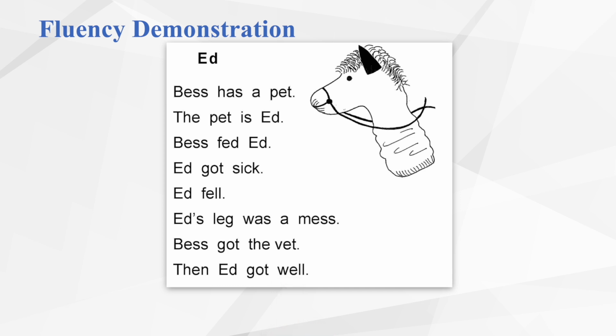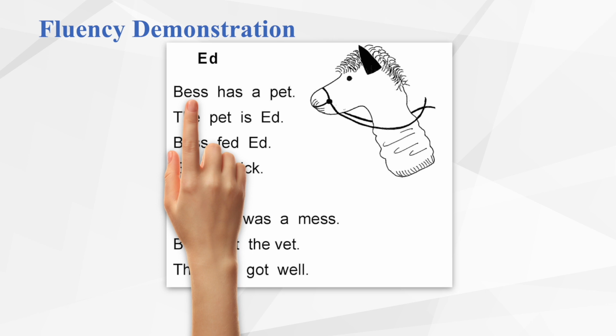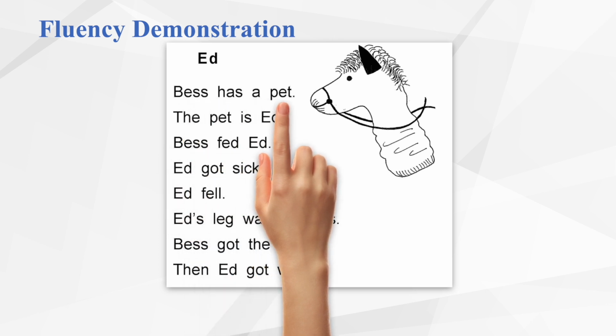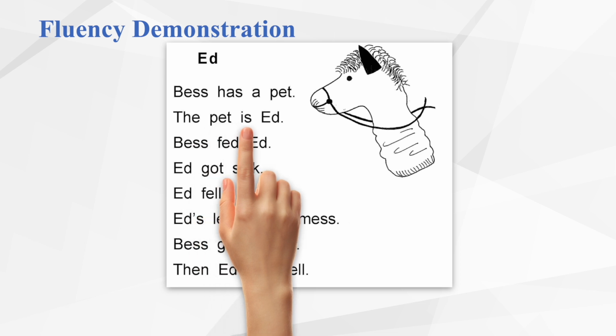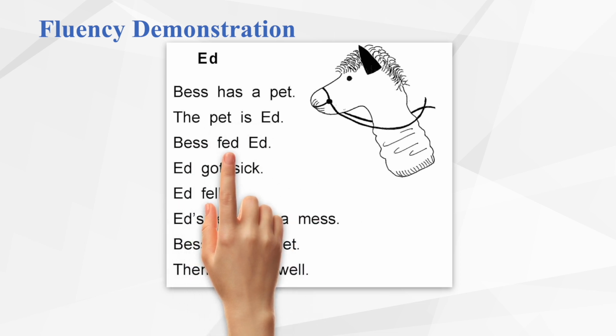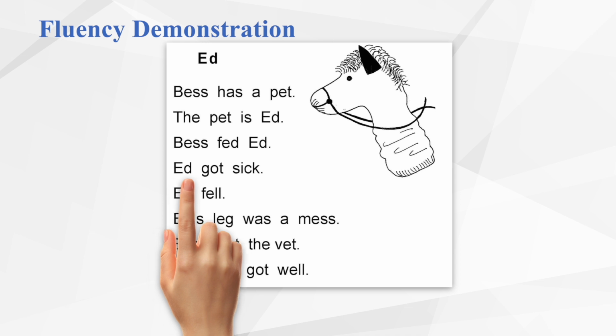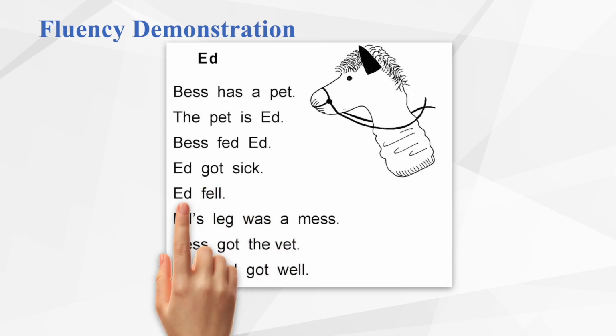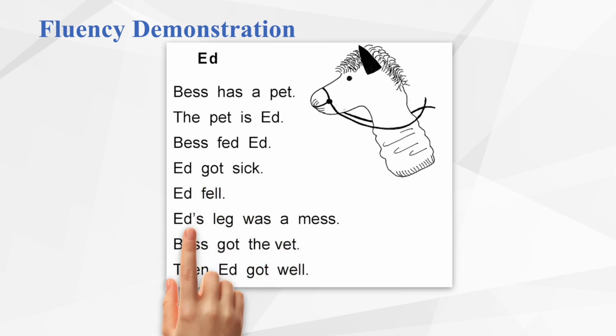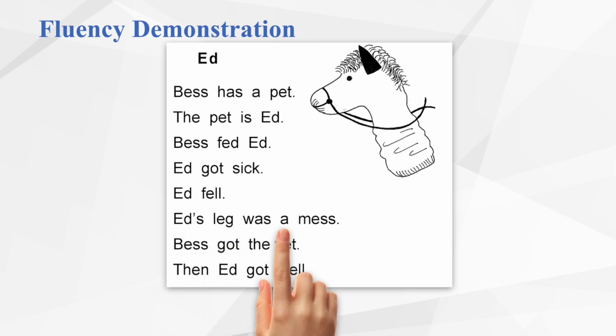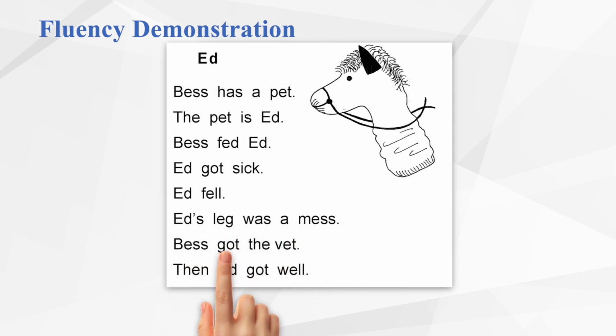Let's read one more time, but this time without me. Remember to keep your voices together and read with expression. I'll support you if you need help. Let's begin. Bess has a pet. The pet is Ed. Bess fed Ed. Ed got sick. Ed fell. Ed's leg was a mess. Bess got the vet. Then Ed got well.